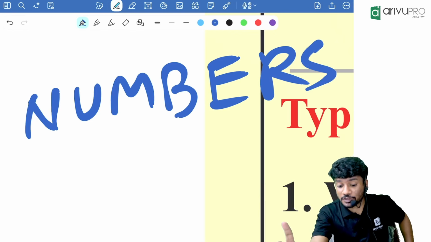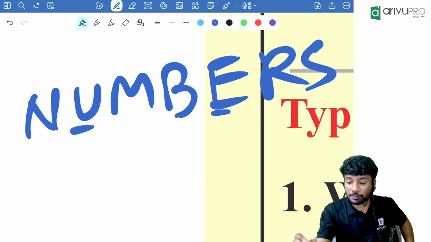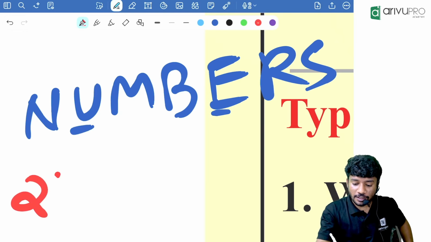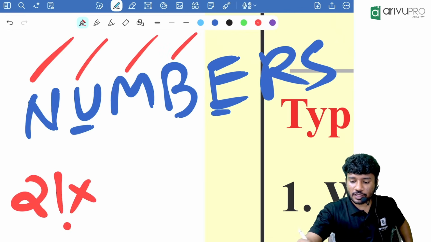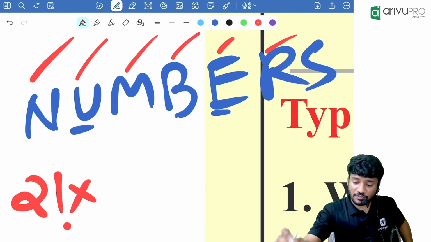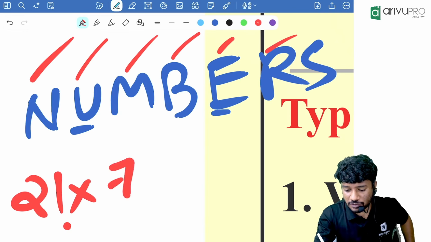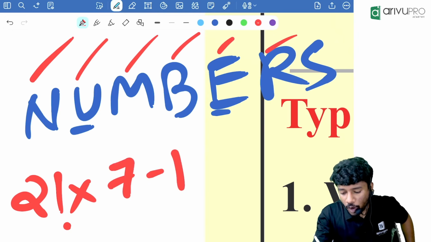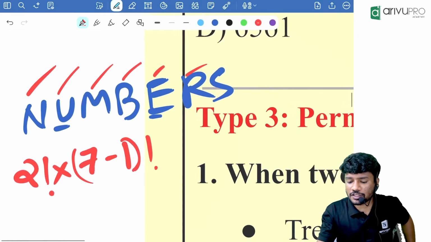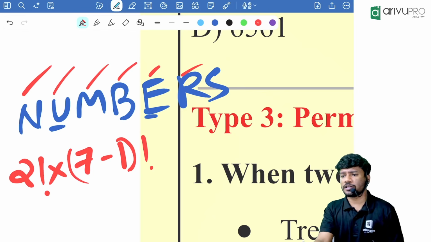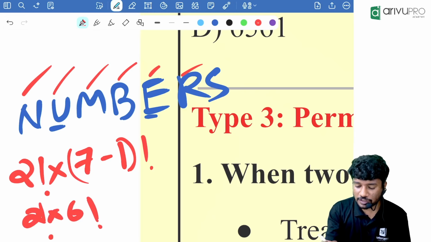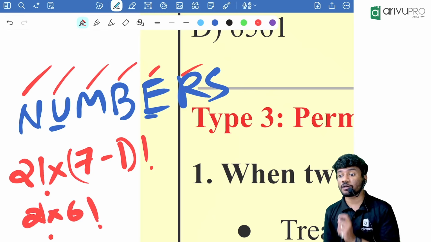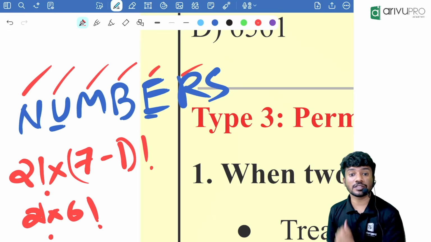All the vowels are together means how many vowels are here, people? 2 vowels. So I will write 2 factorial into. How many letters are there in total? 1, 2, 3, 4, 5, 6, 7 letters are there in total. That means 7 minus 1 factorial. Anything is repeated over here, people? None of them are repeated. So 2 factorial into 6 factorial is your answer for the number of arrangements when 2 things are together.